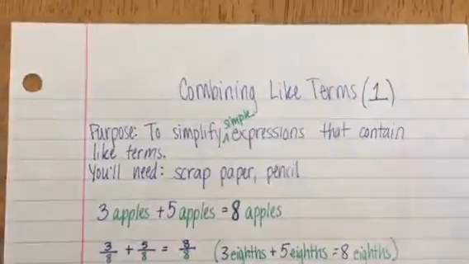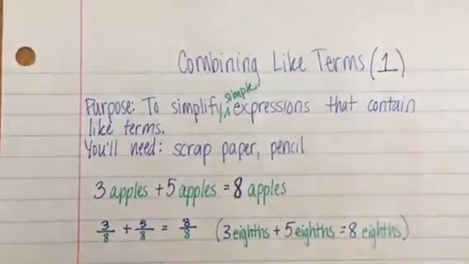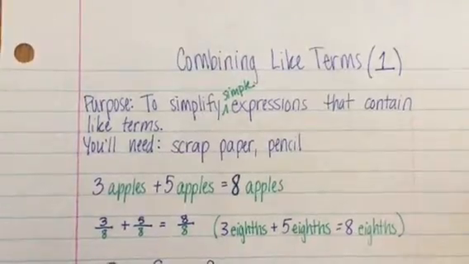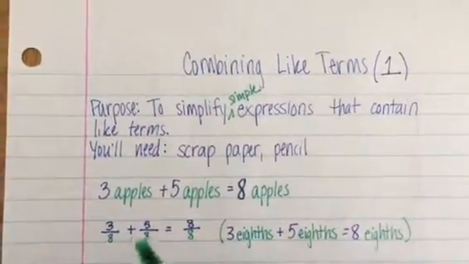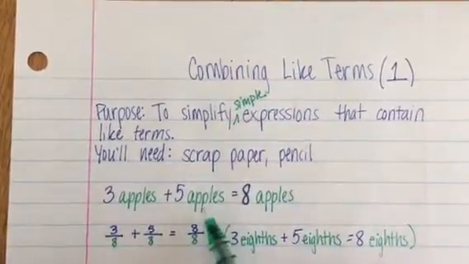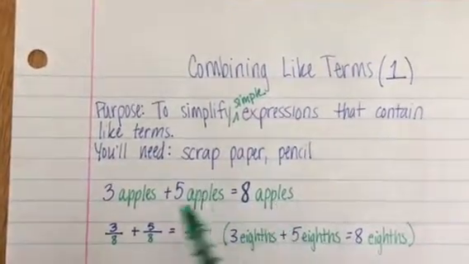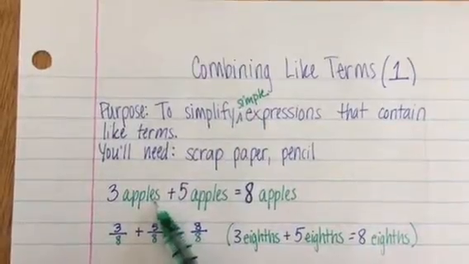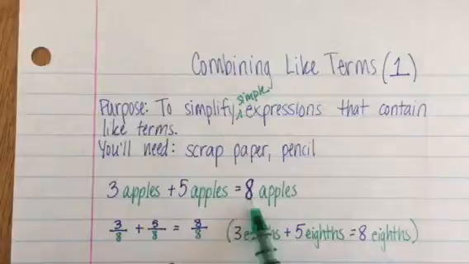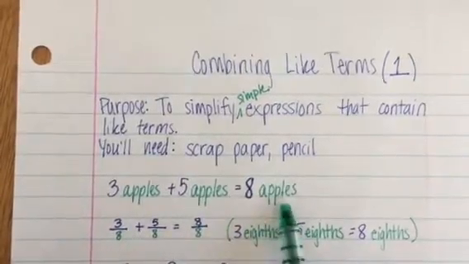Okay, now that you're back and you're ready, let's talk a little bit about what you already know about combining like terms, which is actually a lot, even though you've maybe never heard that phrase before. When you were younger, you probably learned that 3 apples plus 5 apples equals 8 apples. When you have a label that you've stuck on to a number, you just add the numbers, and you keep the label the same.